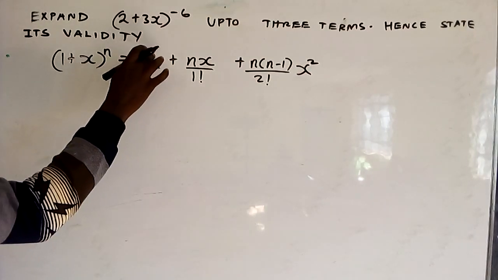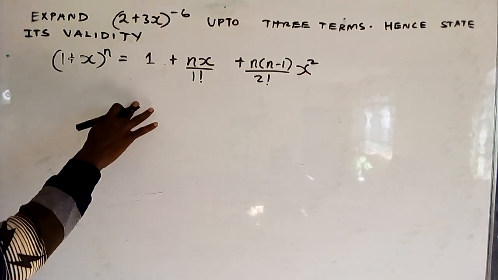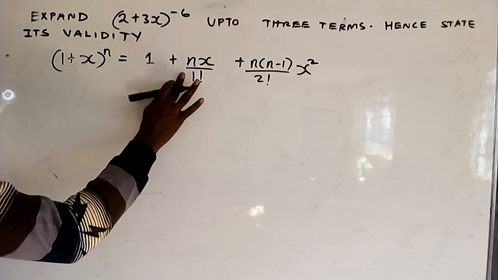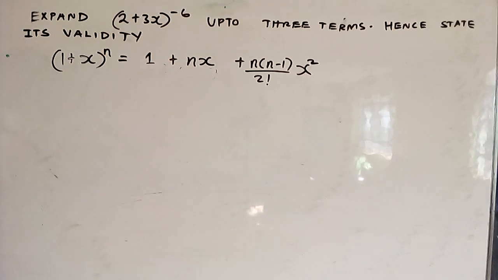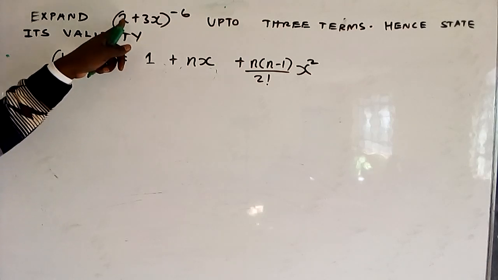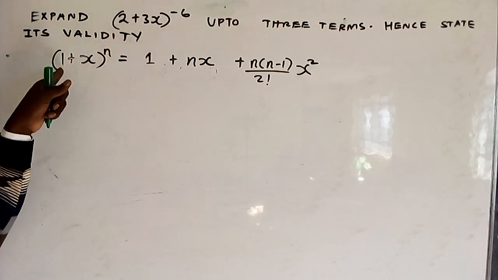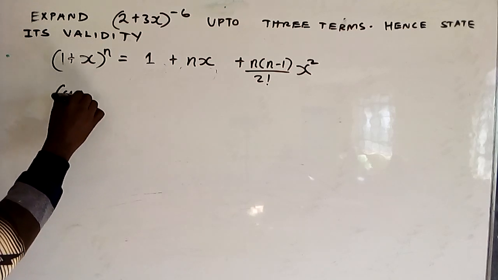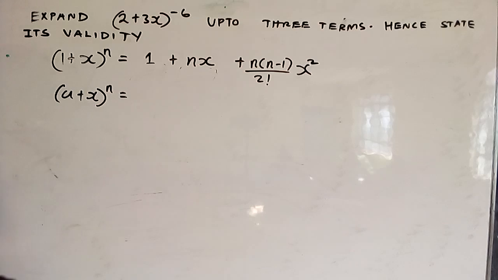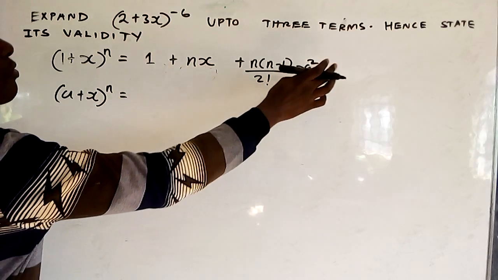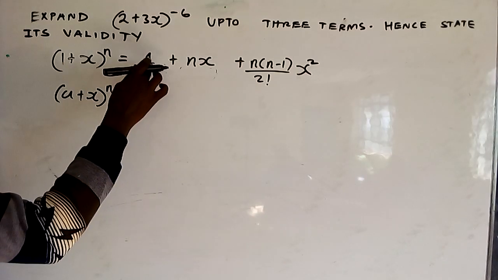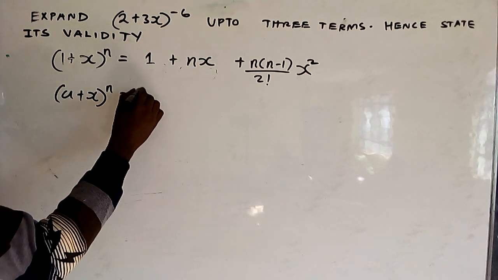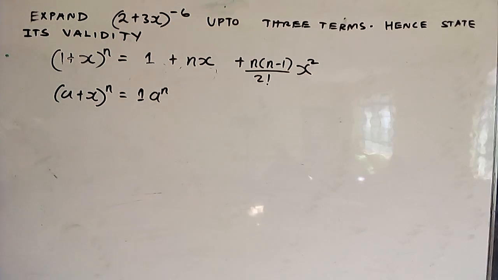So the first term here, 1 over 0 factorial, is just 1. nx over 1 factorial is just nx. So from here, our problem is (2 + 3x), meaning here we have 2, not 1. So where there is 1, we now have a plus x raised to power n. Are we together? So we add a term of a in everything. So here we add 1. If we add a term of a, it is going to be a raised to power n, because x was raised to power 0.